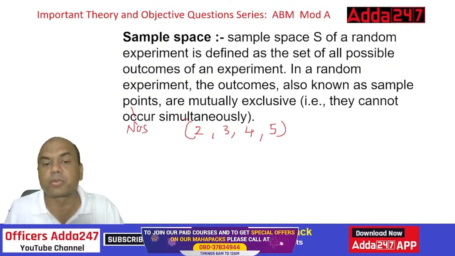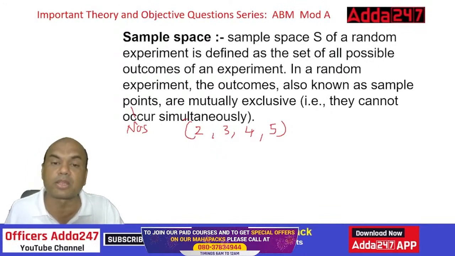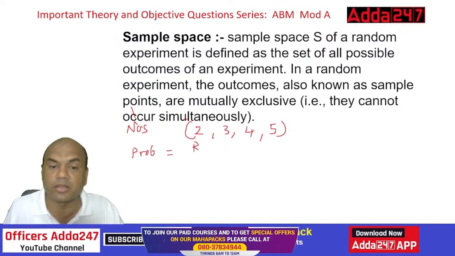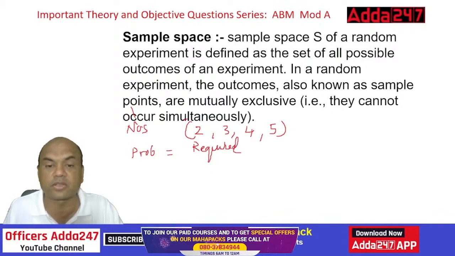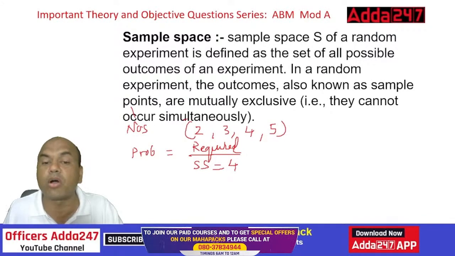Now if I ask you the probability of getting an odd number here. Probability means what? To get the odd number, I first have to know the total numbers. So probability is always required, or success, upon the total sample space. What is the sample space here? It is all the numbers I have: 2, 3, 4 and 5. So the sample space is 4. But what is required? Required means odd. There are only 2 odd numbers, so I have to select from these two only. So required equals 2. So probability becomes 2 upon 4, that is 1 upon 2.